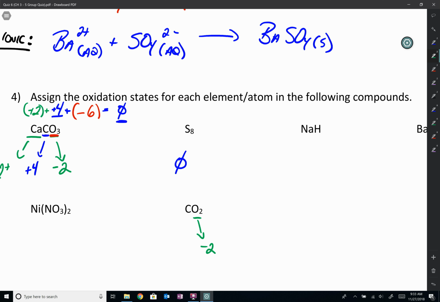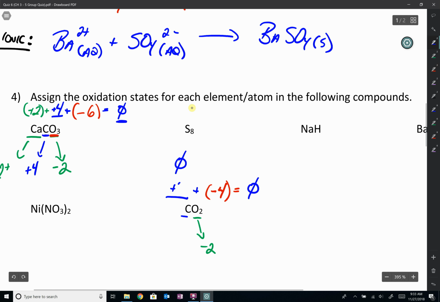There are 2 oxygens though, right? So overall, it's a -4 coming from the total oxygens. The overall charge of the compound is equal to 0. So what is the carbon? Carbon's got to be +4 then again. So carbon +4, right?